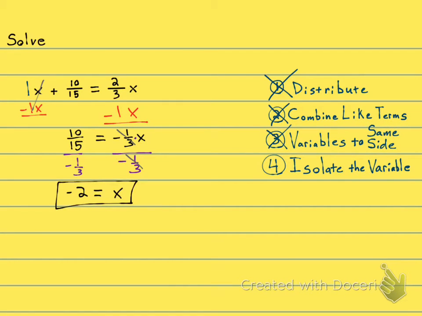My x is by itself. I have my answer. Negative 2 equals x. Alright, and oftentimes we write it x equals negative 2. We'll put the x on the left, but either one works fine.